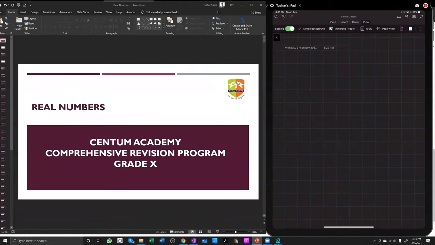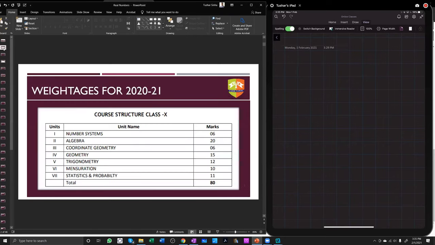So let's start with real numbers. A very important part of real numbers has been removed from your curriculum. That's sad, and this is the final time I am revisiting this. So, where is it? Number system, 6 marks. So you can expect a 6-mark question from real numbers, right? But unfortunately, this has been removed.